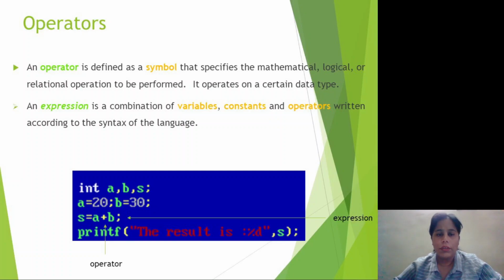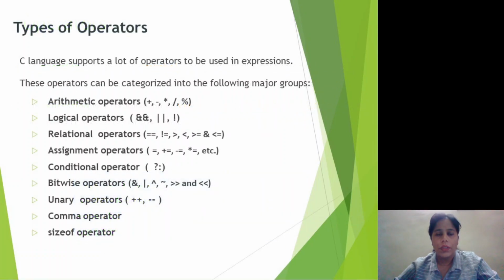Here, s equal to a plus b is an expression, and the plus is an operator, which is an arithmetic operator. C language consists of numbers of operators, which are arithmetic, logical, relational, assignment, conditional, bitwise operators, unary operators, comma operators, and sizeof operators.